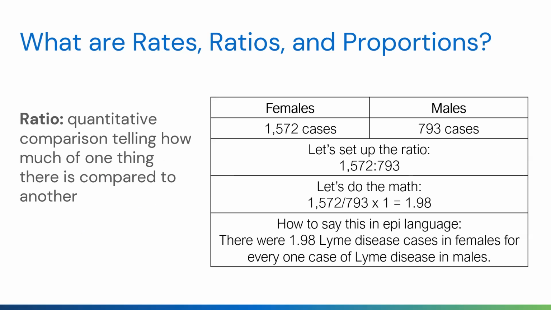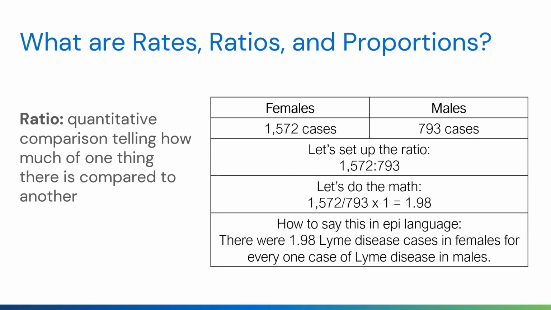Okay, so we're going to look at ratio. A ratio is a quantitative comparison telling us how much of one thing there is compared to another. I've set up in my table females on one side, males on the other with my numbers of cases. To set up the ratio, I've got my colon in the middle, 1572 colon 793. I'm going to do my math by dividing the number of cases in females by the number of cases in males and multiplying by 1. And the number I get is 1.98.